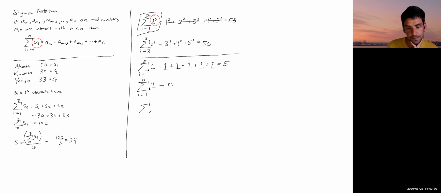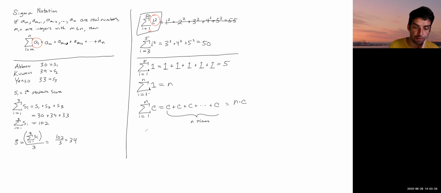Suppose we had the sum from i equals 1 to n of any constant c. So c is just representing some real number. Well, this, of course, is going to be c plus c plus c, and you add up c n times, you get n times c. Okay, so another little simplification rule. Let's go even more general.